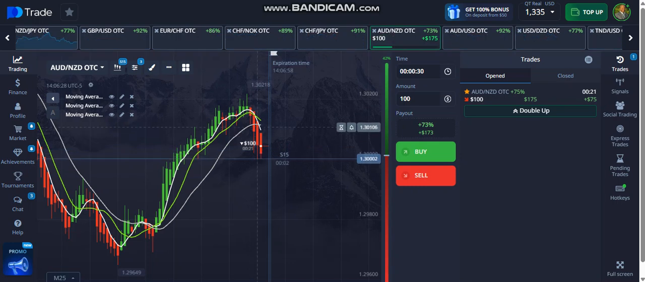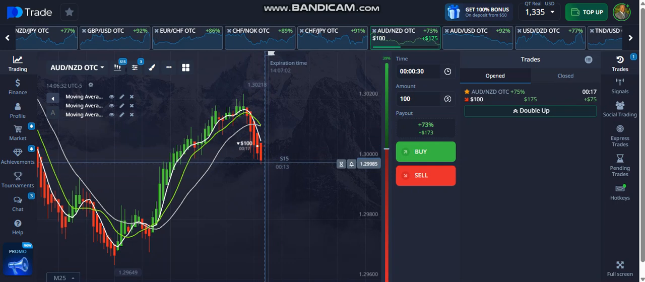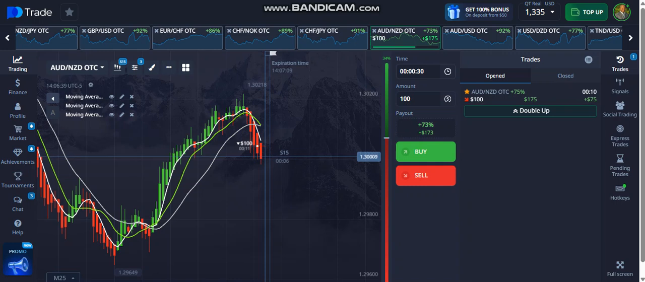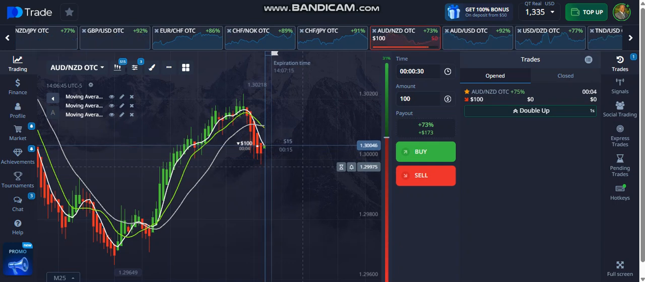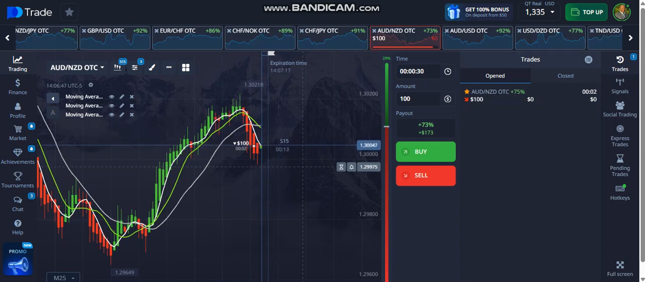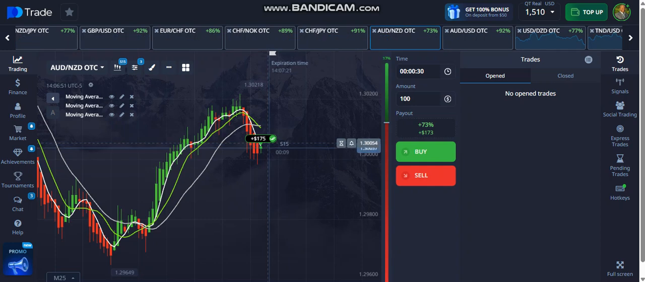We're seeing these strong bearish candles, and that's what you have to look out for with the strategy. Strong bearish candles. Make sure that your trade time is set to 30 seconds before you take the trade. Okay, so we got that trade. We won that trade. All right, so let's see if we can find one more setup.